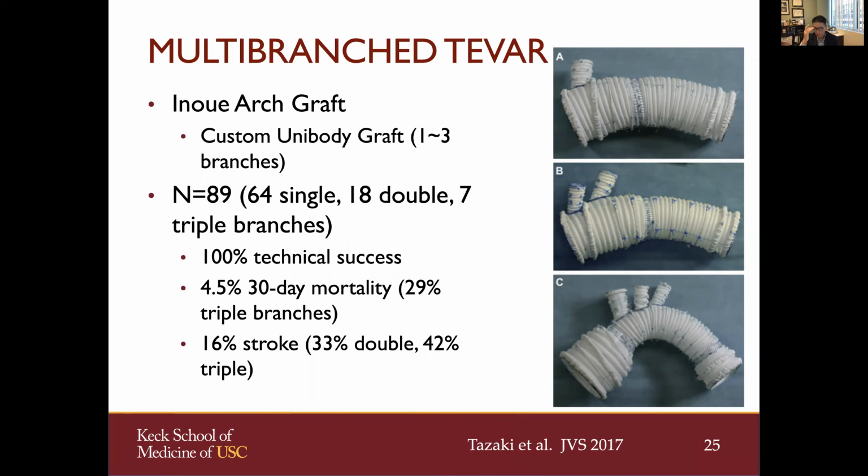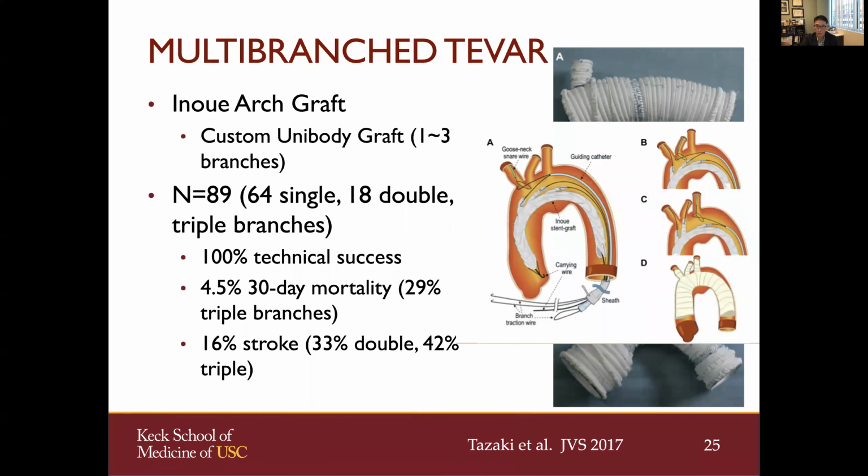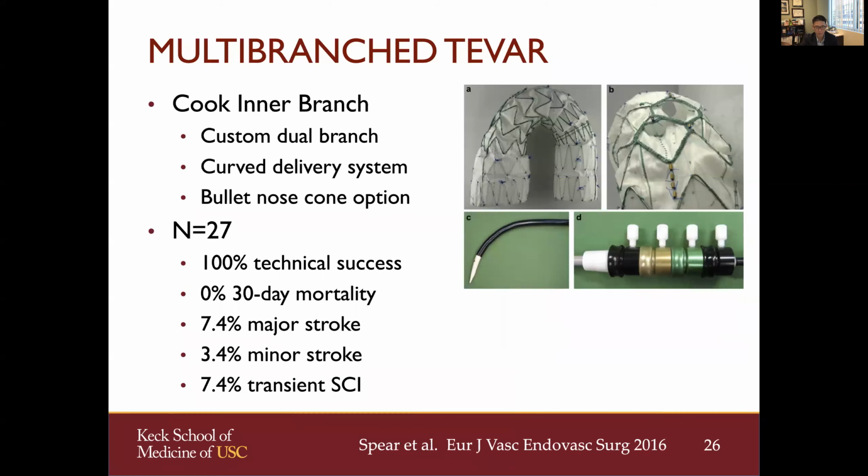Now, multi-branch endograft is much more complex. What not to do is this unibody design where the branches are actually pulled into the target vessels through very complex maneuvers, as evidenced by a 16% stroke rate in this patient cohort. And when triple branches are used, the 42% stroke risk reflects the complexity of this operation and this device.